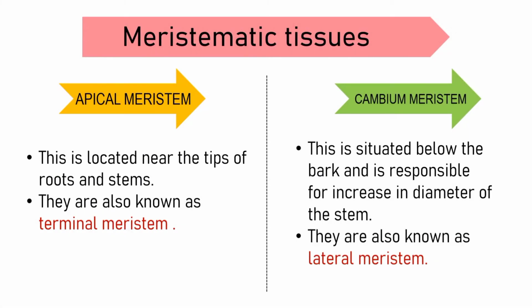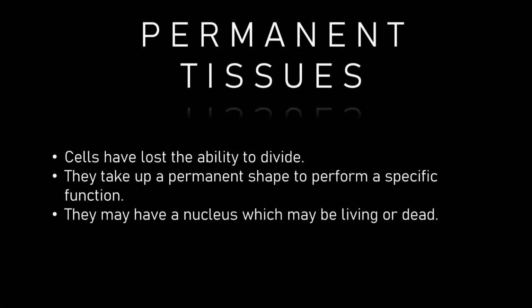The meristematic tissues are classified into two categories, the apical meristem and cambium or lateral meristem. So the apical meristem is also known as the terminal meristem, as they are located near the tips of roots and stems, and they are also present in young leaves. The second one is the cambium or lateral meristem, which is situated in the bark and it increases the diameter of the stem. Let's move on to the second type of the plant tissues, that is the permanent tissues.